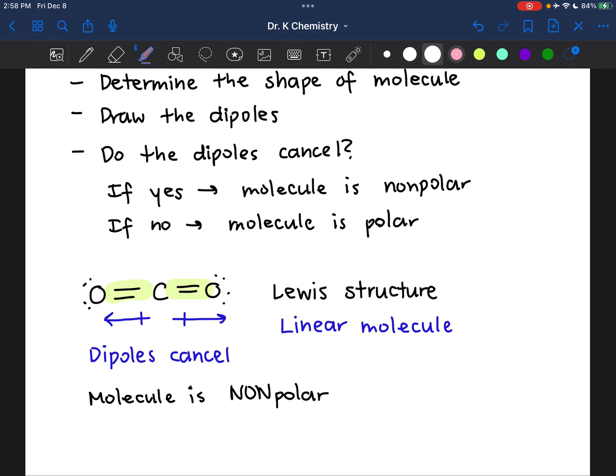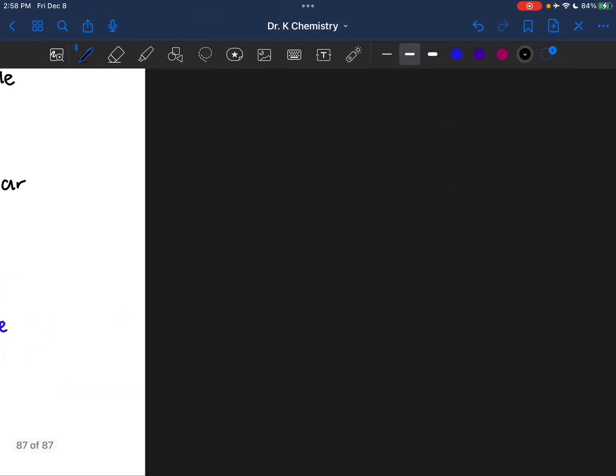And that may be a little counterintuitive, right? Because you had a polar bond, it's very tempting to say, okay, polar bond, polar molecule, but it's not, because these dipoles cancel. So that may be possibly the trickiest part of this whole deal. Okay, let's try another one.